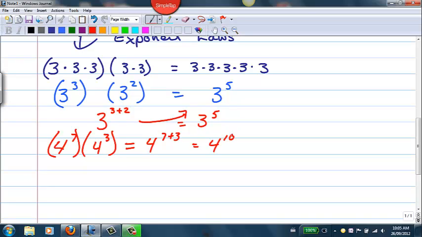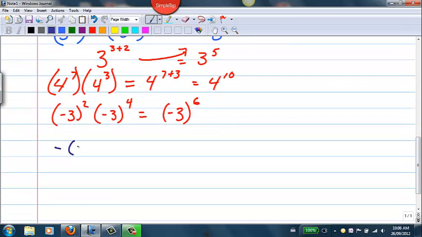Same thing with these 4's. I can see this is going a little fast. 4 to the 7 and 4 cubed. We add the 7 and the 3 to get 4 to the 10. Negative 3 to the 2 and negative 3 to the 4. We add the 2 and the 4 to get negative 3 to the 6.